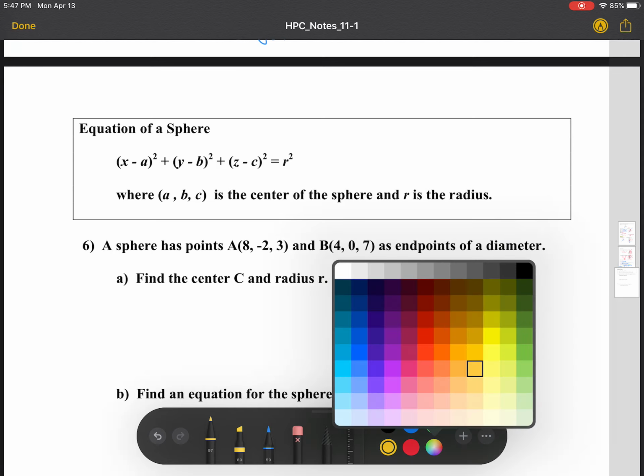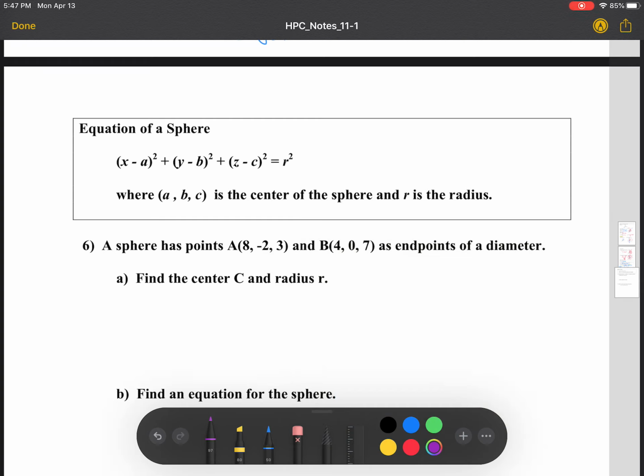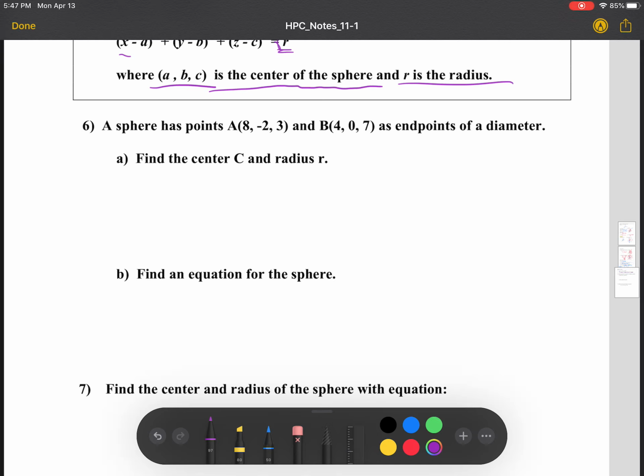Okay. Moving on to the equation of a sphere. All right, what we're looking at, this might be familiar to you guys. It's just x minus a squared, y minus b squared, z minus c squared. Big thing to remember, your a, b, and c is the center point of your sphere. The r is the radius. Okay, it's r squared on the other side, so you would say the square root of that number is the radius. So let's hop into it.